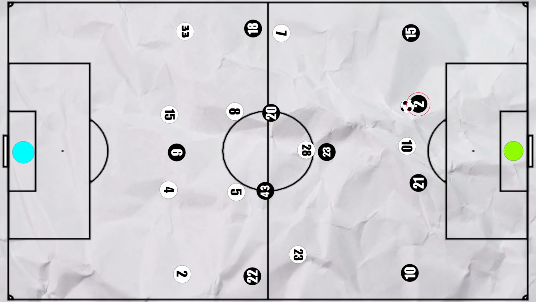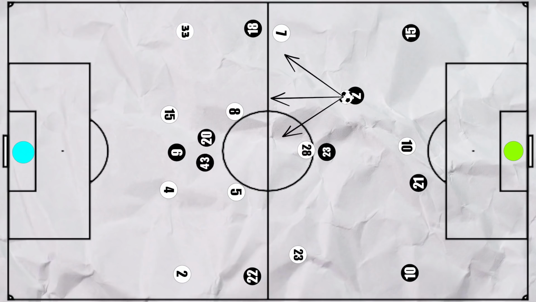Leeds then looked to take advantage of this, with Ayling pushing with the ball into midfield to create a 4 versus 3. If unchallenged, he would have the space to look to play a more penetrative pass into the midfield duo of Klich and Rodrigo, who were constantly on the move.